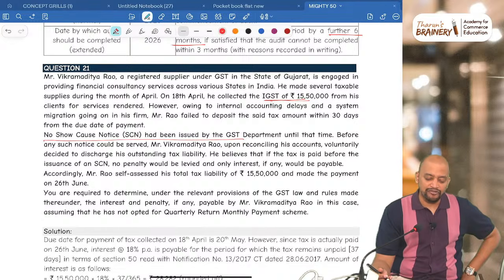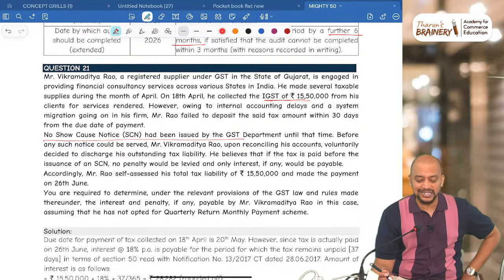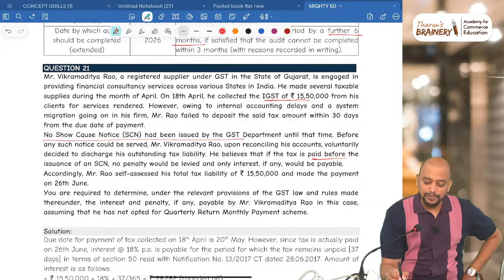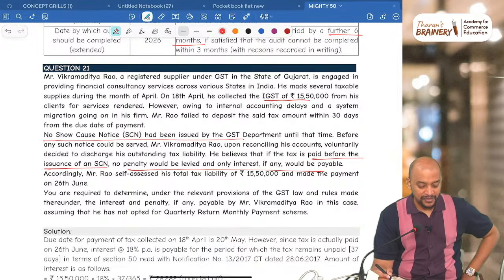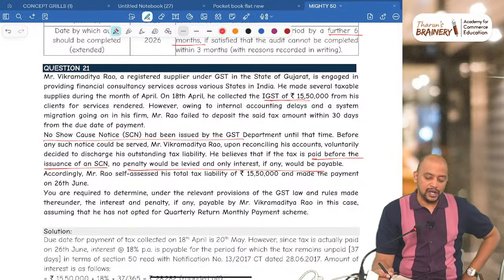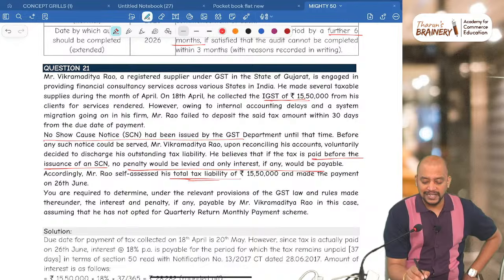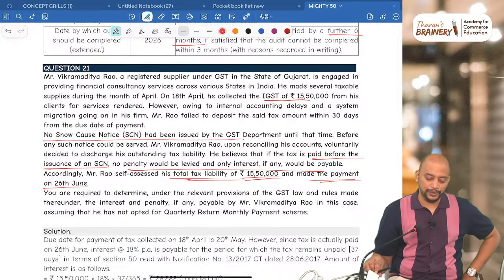So see this, before any such notice could be served, Mr. Vikramaditya Rao, upon reconciling his accounts, voluntarily decided to discharge his outstanding tax liability. He believes that if tax is paid before the issuance of show cause notice, no penalty would be levied and only interest, if any, will be payable. Accordingly, Mr. Rao self-assessed his total tax liability of 15,50,000 and made the payment on 26th June.